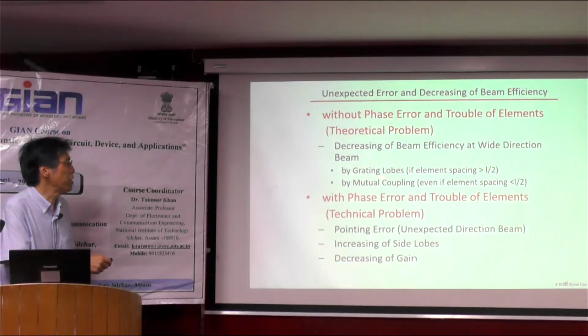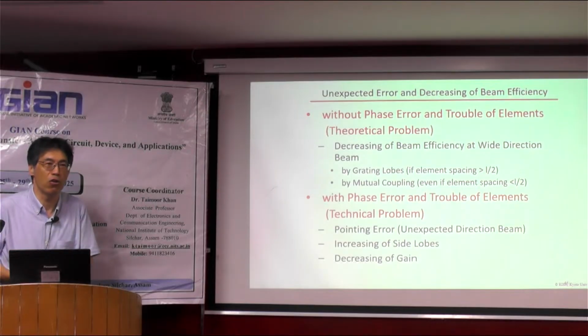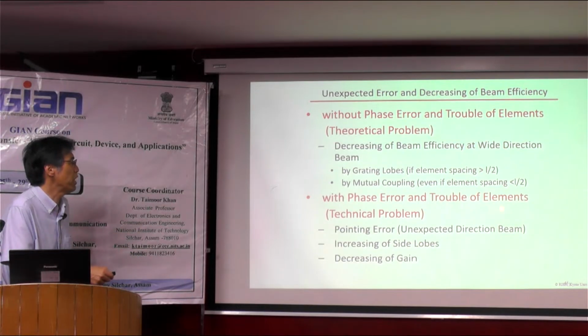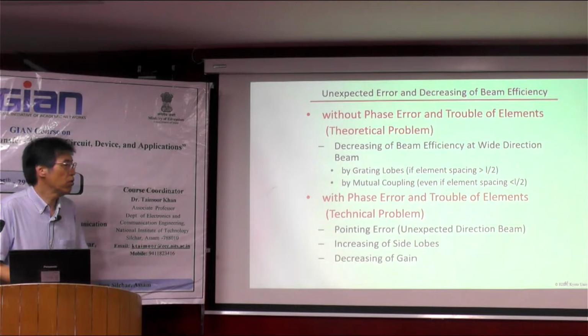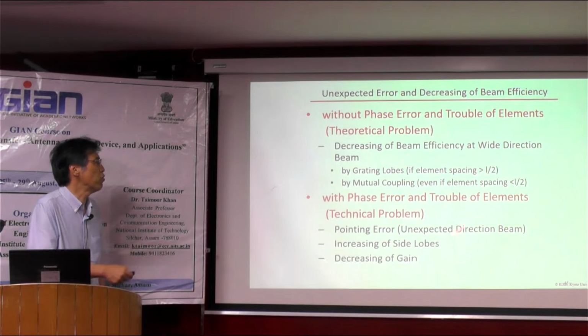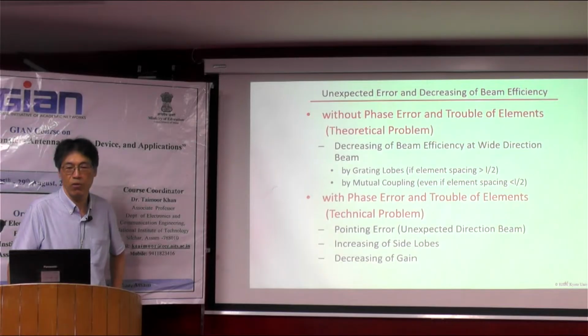For example, a grating lobe, which has the same power as the main lobe, outside of the main lobe. And in a real developed phased array, of course, in the circuit or in the antenna, there are some phase errors or trouble with the element. Pointing error and side lobes occur in the real case. So within 5 minutes I would like to introduce these error factors or unexpected errors that decrease the beam efficiency.